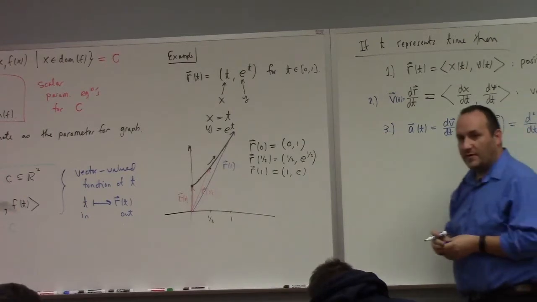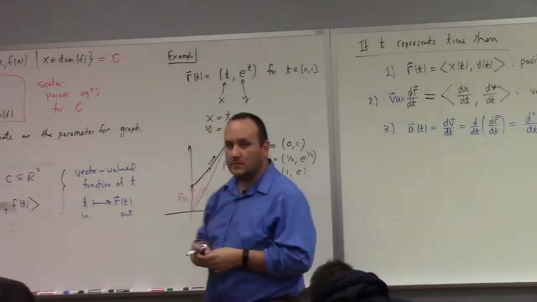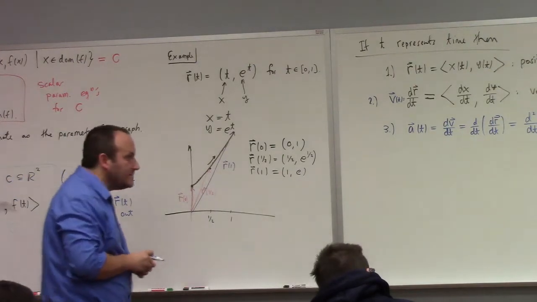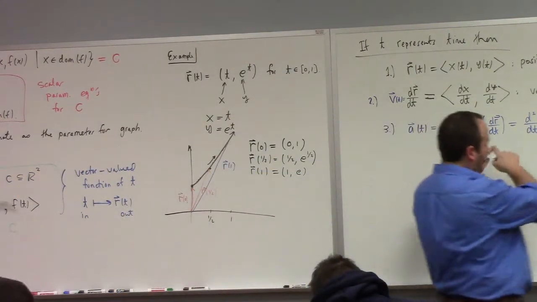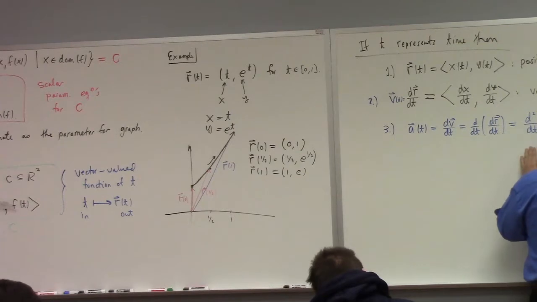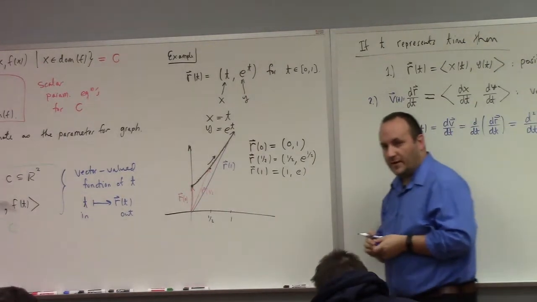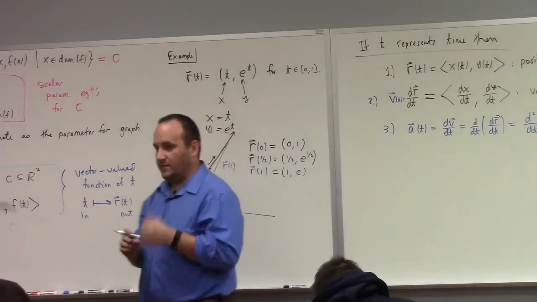Other notations: the prime notation continues on. Anyway, getting to the point here, whatever your choice of notation is, it is going to be the second derivative of the x component and the second derivative of the y component. That's the acceleration. All right? Position is a vector.